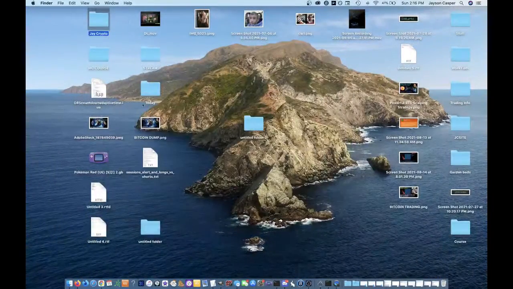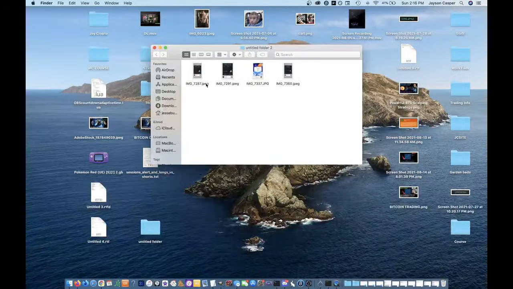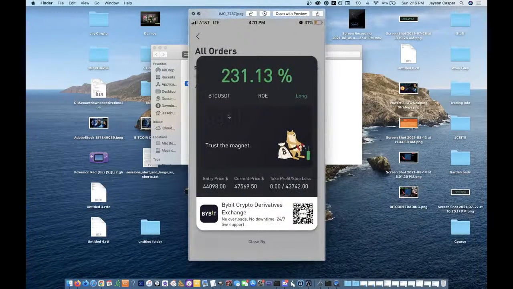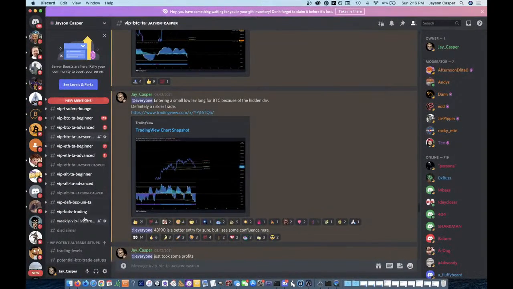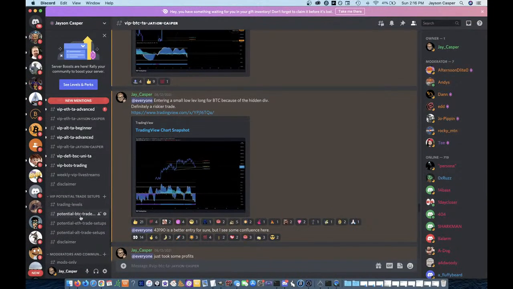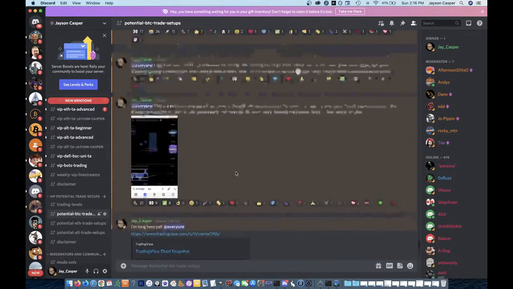Let me see. That trade is currently up. Is this it? This is it, yeah. This trade is currently up over 200% in profit. And then later on, the next night, we had a perfect short setup come about.